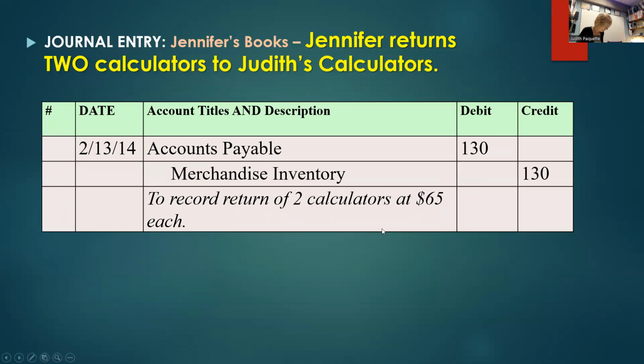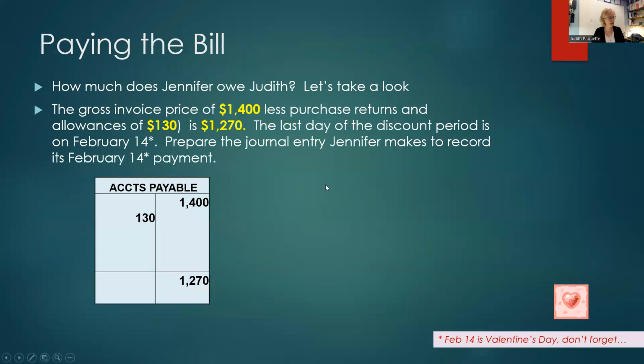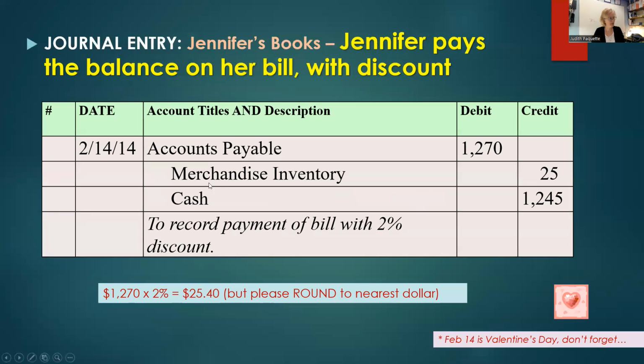Then the buyer sends some of the product back and says, hey, these were defective, or these are the wrong color or whatever. And so we reduce the inventory. So we credit inventory and we reduce accounts payable with a debit. And then finally, the buyer pays the bill.